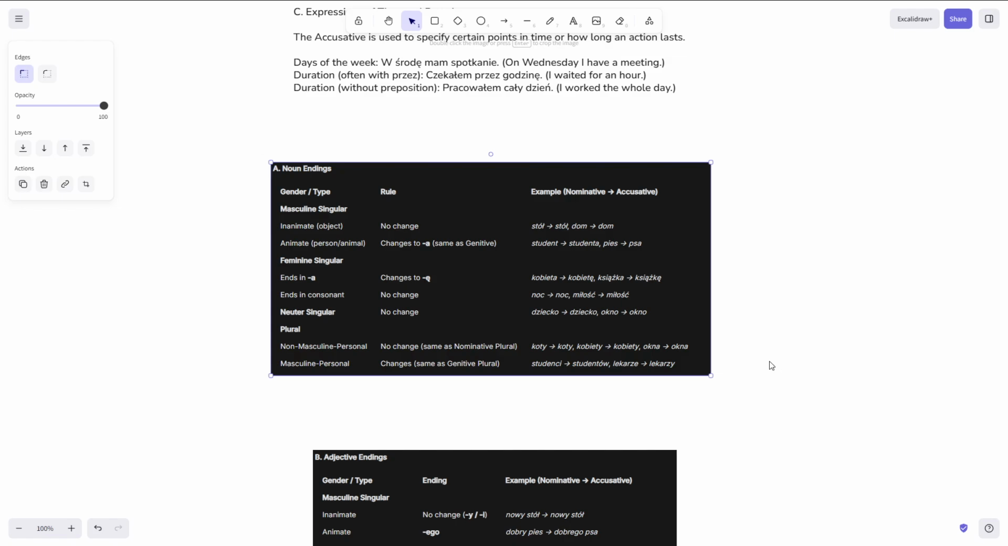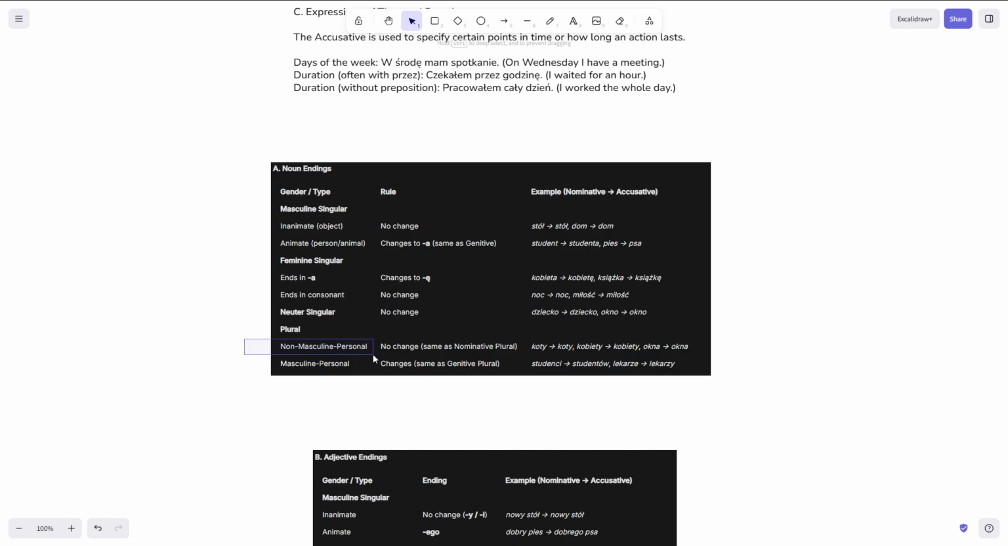Okay? And the last thing is our plural nouns. These were all singular, and now for the plural. Okay? So non-masculine personal nouns. Feminine plural, neuter plural, and masculine plural that are not personal. What are personal nouns? Personal nouns are even more specific than animate. These are only talking about people. Not living things, but people especially, okay?